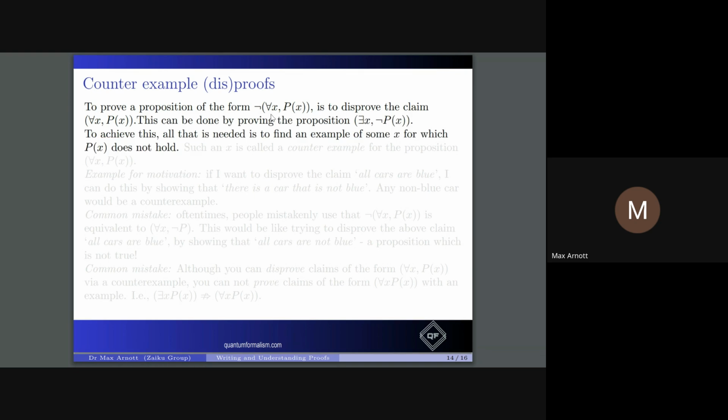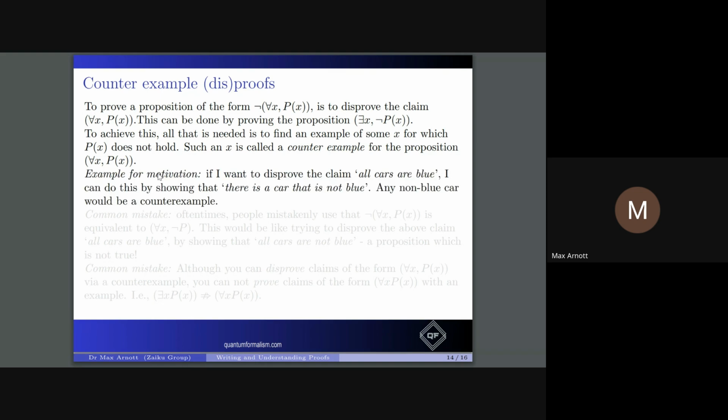So how do we negate this? Well, that's like saying there exists x for which the negation of p holds. And to do this, all we need to do is find an example of x where the negation of p of x holds. That's what existing means, right? And x in this case is a counterexample to the proposition for all x, p of x. And if we found a counterexample, this proposition is incorrect.